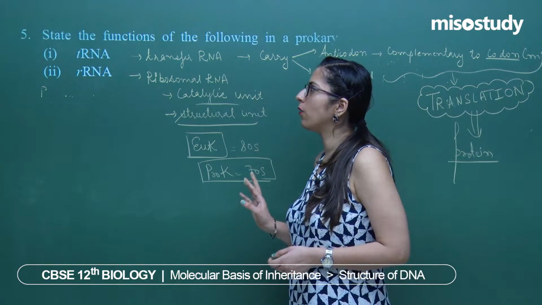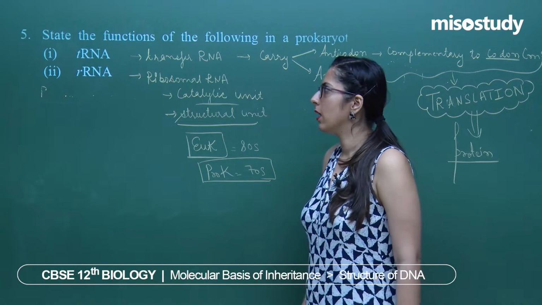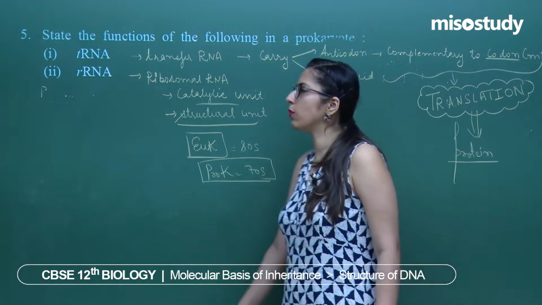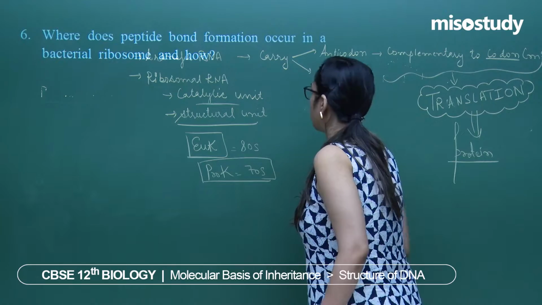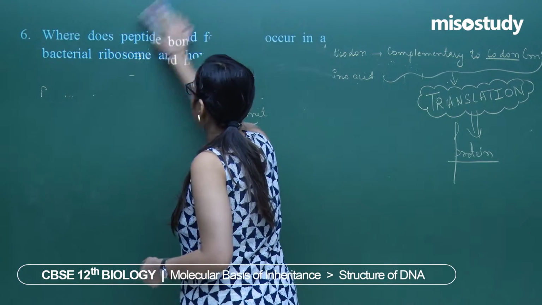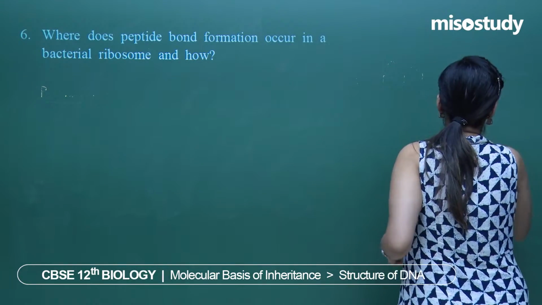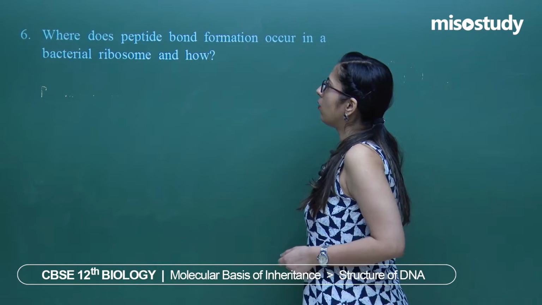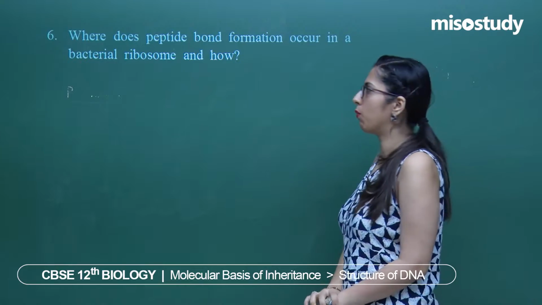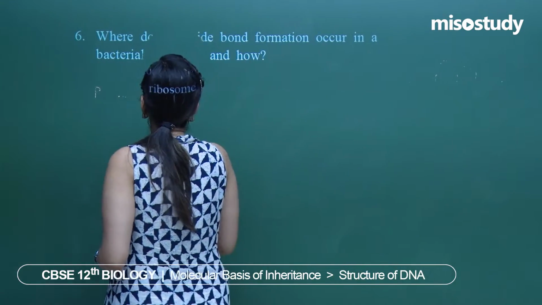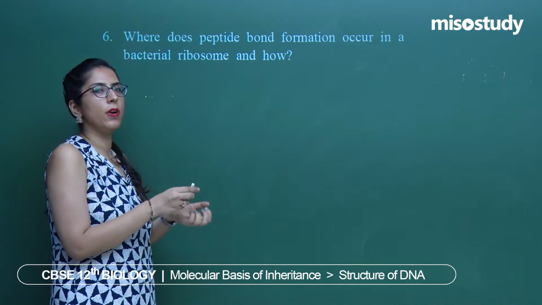So we have discussed question number 5 regarding the functions of tRNA and rRNA. Now let's move to the next question, question number 6. Where does peptide bond formation occur in a bacterial ribosome and how? That means they are talking about a peptide bond. How is this peptide bond formed?